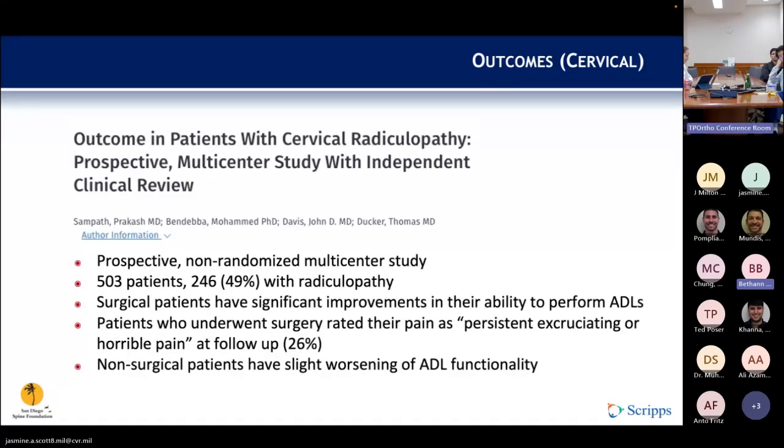And then this paper also looked, this is an older paper, but this was a prospective multi-center study, non-randomized, with 503 patients, 49% with radiculopathy. They found that surgical patients had significant improvements in their ability to perform ADLs. But they did note the patients who underwent surgery still rated their pain as persistent or excruciating at the first follow-up visits, and then that tended to normalize after a couple of months.